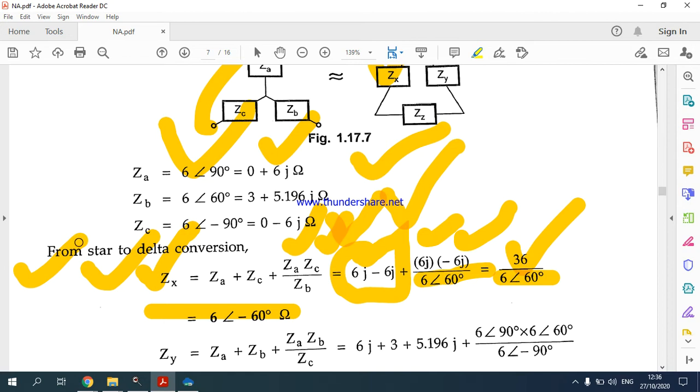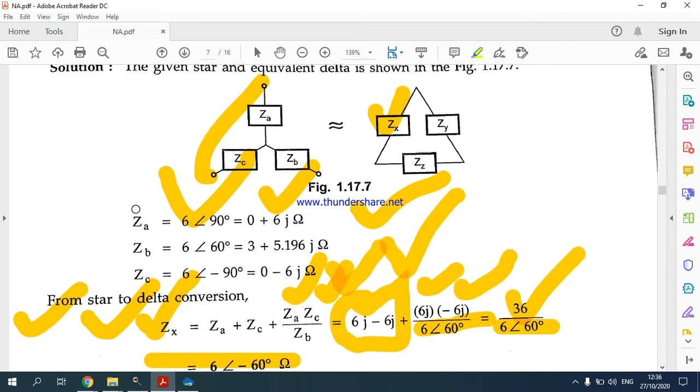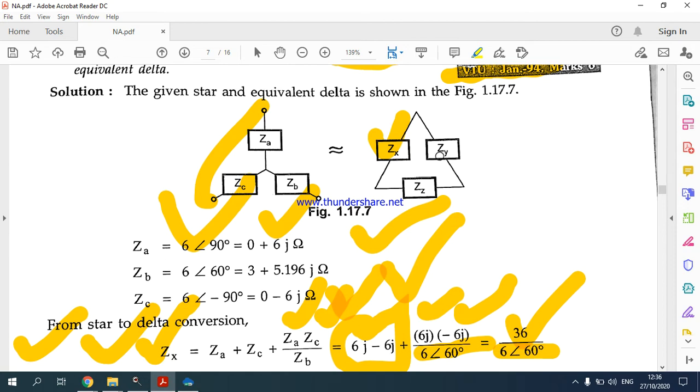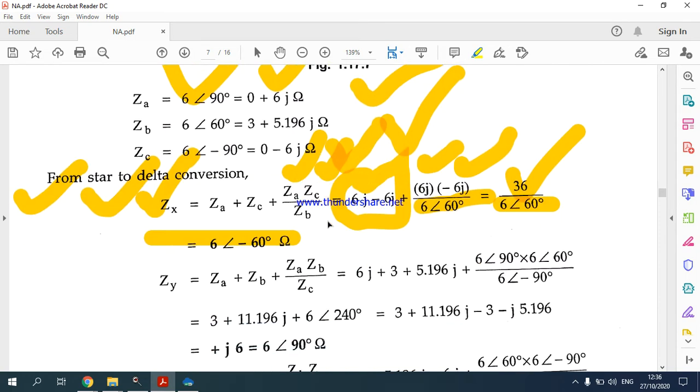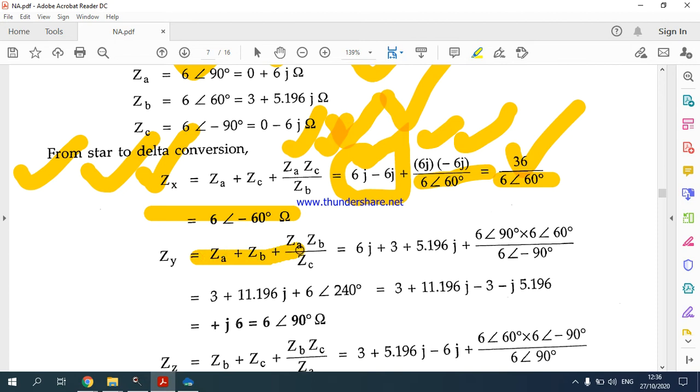Okay. Next, tell me what is the expression for converting, where you need to connect ZY. Tell me in between what impedance? In between ZA and ZB. ZB, fine. So with respect to ZA and ZB, I can write down the expression. Substitute all these values, simplify this one, you will get ZY.